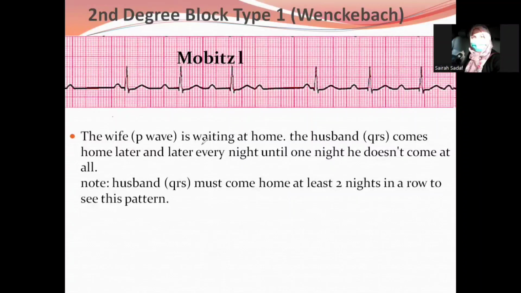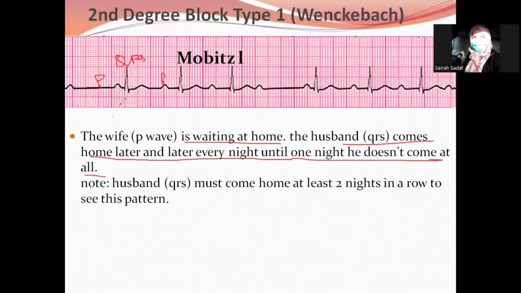Now the P wave is waiting at home and the QRS complex is coming home later and later every night until one night he doesn't come home at all. Okay, now this is the P wave, the wife, and this is the husband, the QRS complex. Okay, now see this.